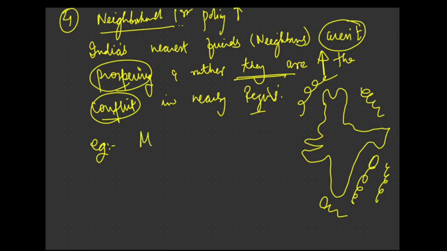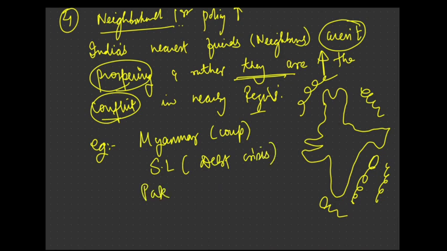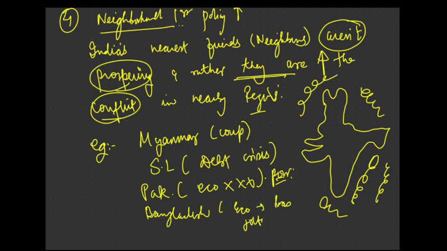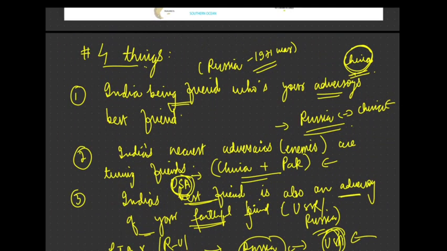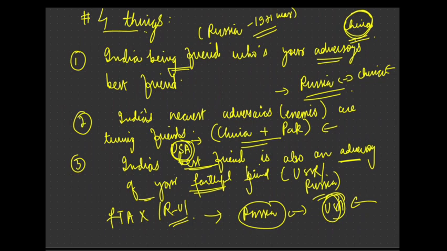What would be the examples? The Myanmar coup, the Sri Lankan debt crisis. Pakistan has a dual problem with our country: the deep state wants to terrorize our country, and the country itself isn't doing much on the economic front, very poor in that scenario. The Bangladesh economy has also been jolted after COVID. So these are the four things which signify the Jalebi formation in which India is currently placed.